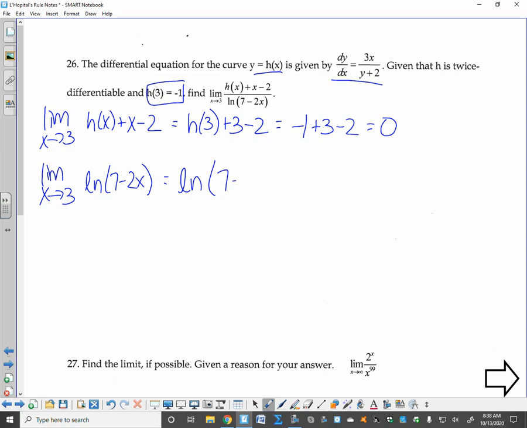ln of 7 minus 6 is ln of 1, which is 0. And if you had forgotten that, think about this. Remember, it's base e, and you snail it, e to the x equals 1, and anything to the 0 power is a 1. So ln of 1 or any log of 1 will always be 0. Okay, so indeterminate form.